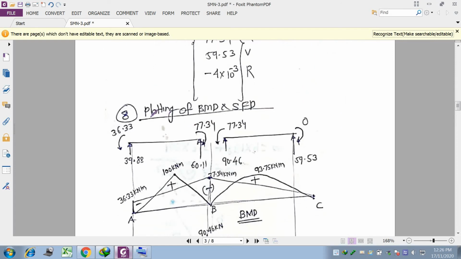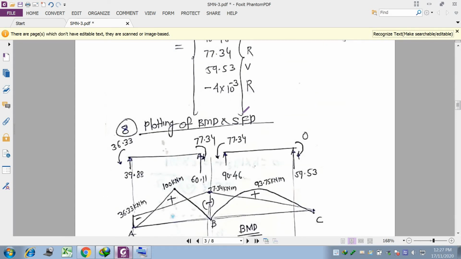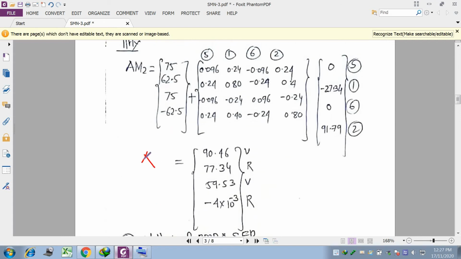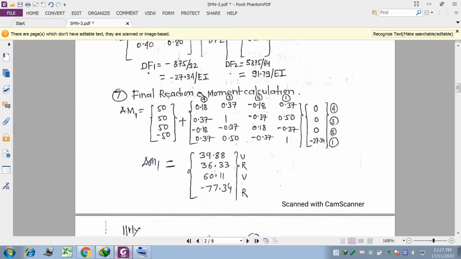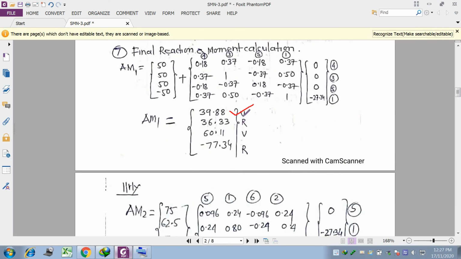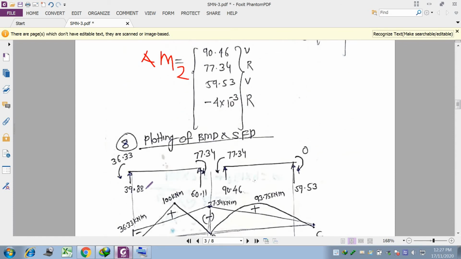Okay, now the final step is the plotting of BMD based on your AM1 and AM2 calculation. So this was our AM2. First of all, we have to put all these values in diagrammatical form. So the first value, the reaction value, was 39.88, that we have already calculated. This 39.88 we have to put here as a reaction.